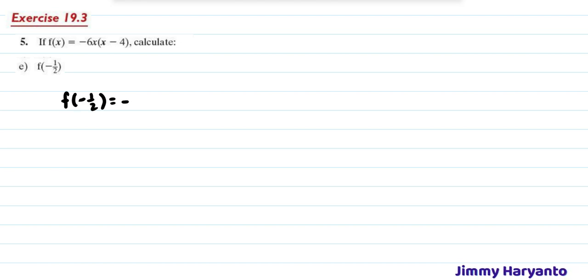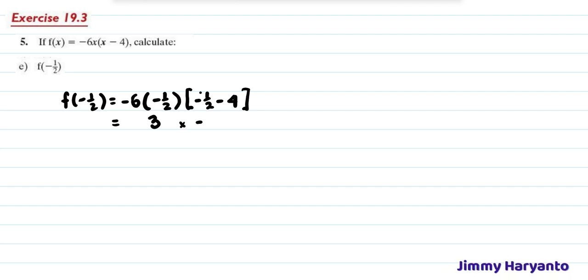Next is question 5, f(negative half). That means negative 6 times negative half, and then we have another brackets, negative half minus 4. Okay, so let's calculate this one first. Negative 6 times negative half equals 3, and then multiplied by negative, this one will be negative 9 over 2. So we have negative 27 over 2 as the final result.